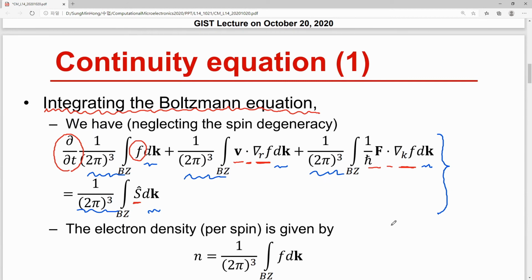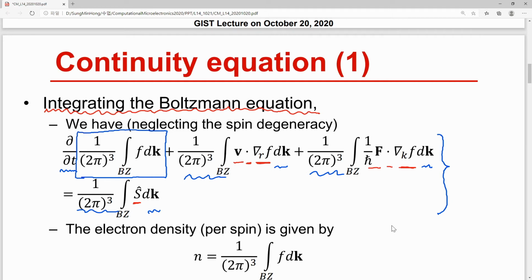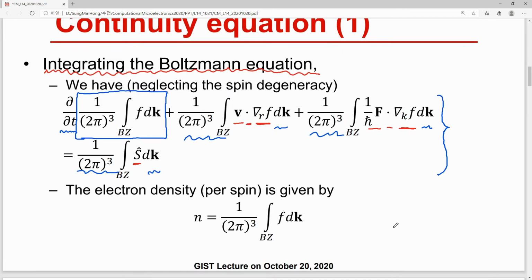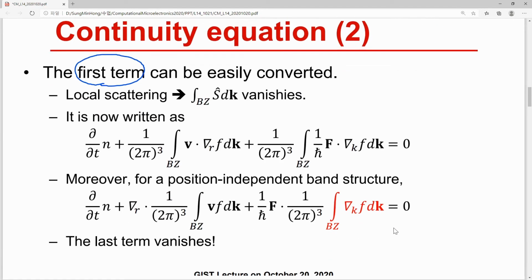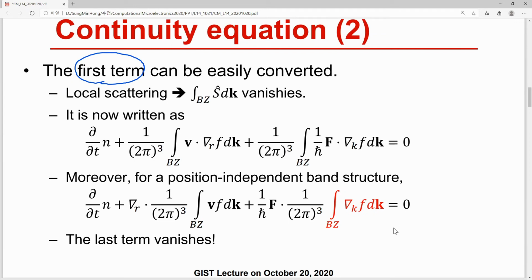Here the first term is, of course, ∂/∂t, but that is just independent from this integration. And as you can see, this quantity can be easily identified as the electron density n. So the first term becomes nothing but ∂n/∂t. Okay, that is the first thing.